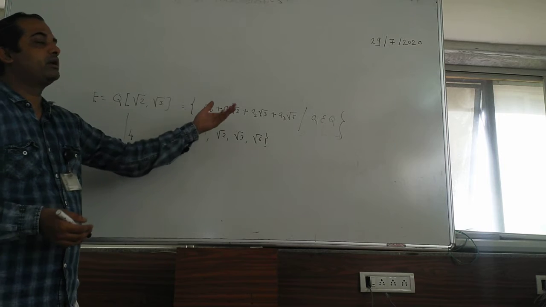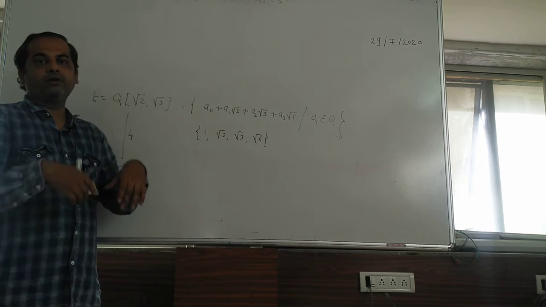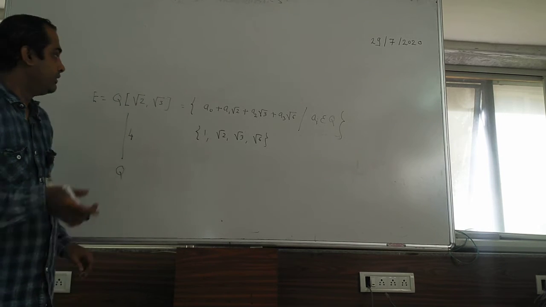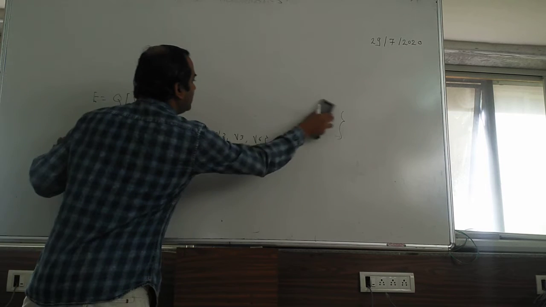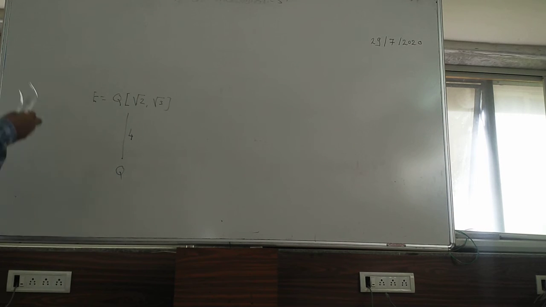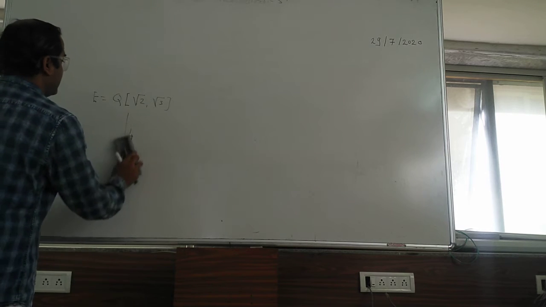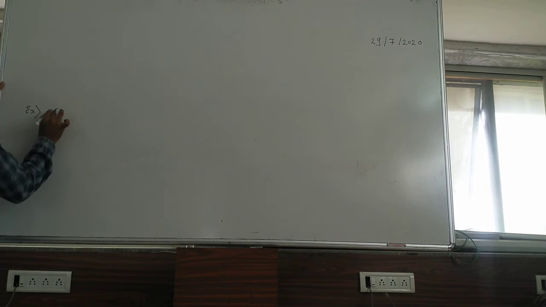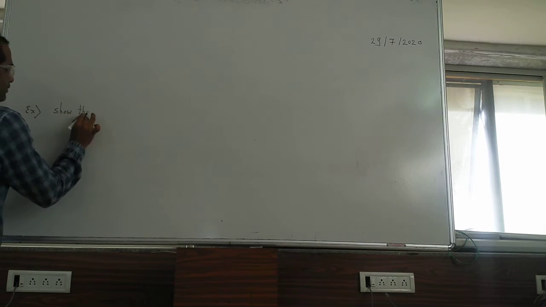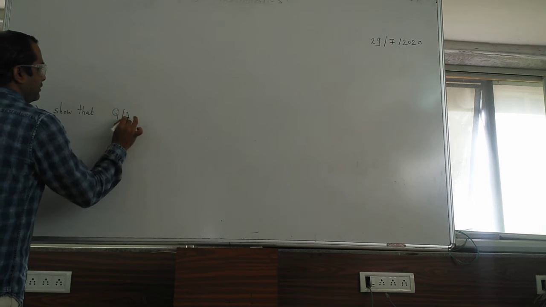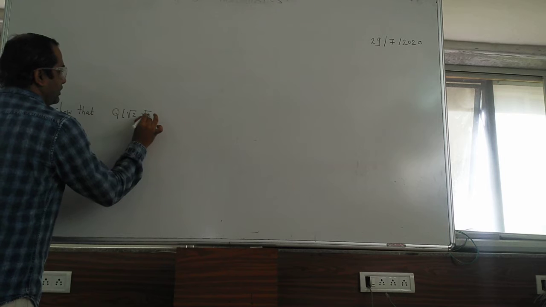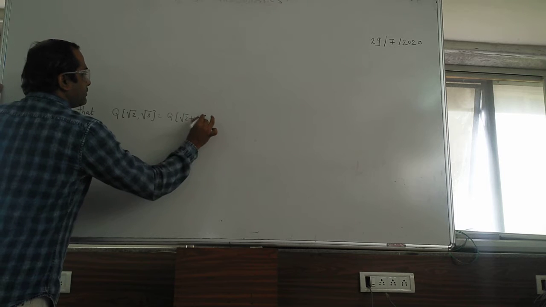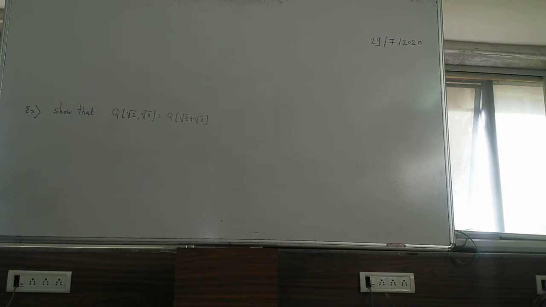Now this is okay. In general, how to find it by using a polynomial, because we have previously found it by using a polynomial, by finding the polynomial. For that, we will do the calculation and show how Q root 2 root 3 is the same as Q root 2 plus root 3. So that is our next exercise. Show that Q root 2 root 3 is equal to Q of root 2 plus root 3. This is what we are going to show.